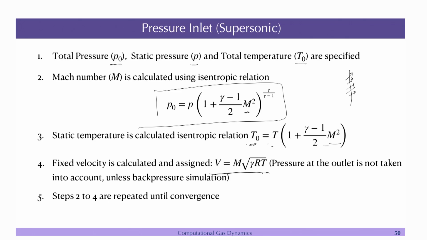So, now velocity is fixed, because your P naught is fixed, your T naught is fixed, and P is fixed. So, the Mach number is also fixed. So, everything is fixed, the velocity is fixed. This is the case that we discussed earlier, that in the case of supersonic flow you can specify both the pressure and the velocity, because every quantity has to be specified.